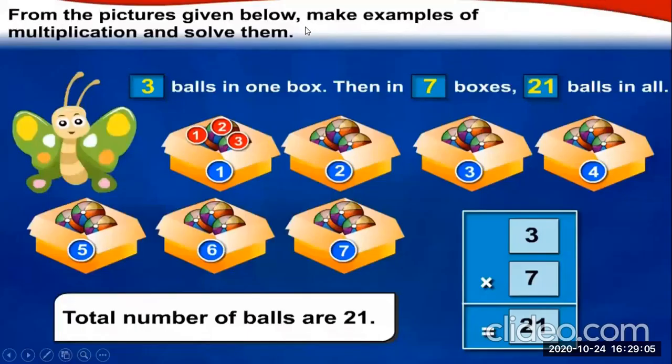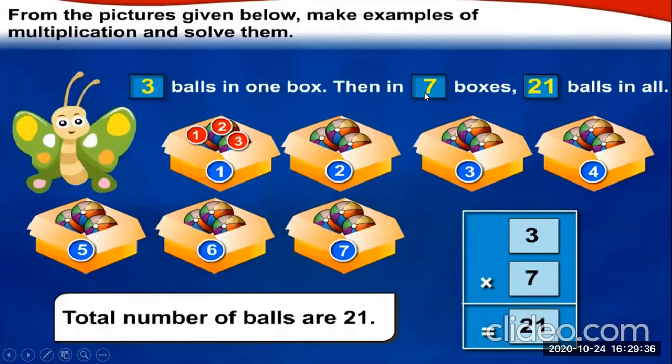From the pictures given below, make examples of multiplication and solve them. Okay, so here you can see balls and there are boxes. In one box, there are 3 balls. And how many boxes are there? We have 7 boxes. 3 balls in one box and there are 7 boxes. So how many balls altogether? How do we do this?